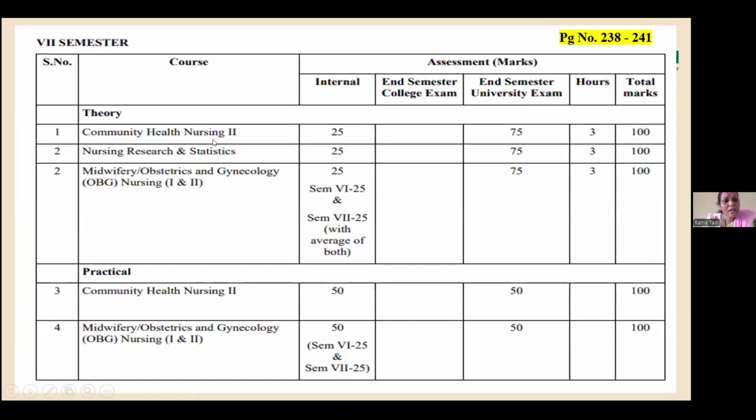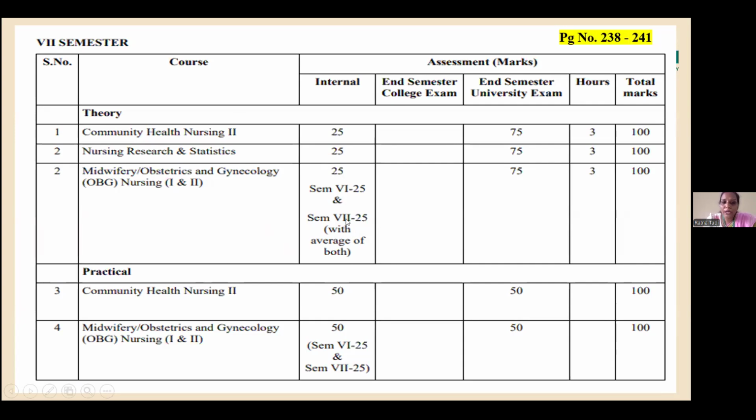So 7th semester, community health nursing 2, so 25 and 75. And again, community health nursing 2 is a subject where the exam will be conducted within that semester. So the practical exam directly out of 50 internal has to be done. Nursing research and statistics 25. Final exam will be 75, 3 hours paper, 100 marks total. Midwifery, so previous semester 25, recent semester 25, both added and divided by 2. For theory, divided by 2. For practical, no need to divide. That we need to fix in our mind.